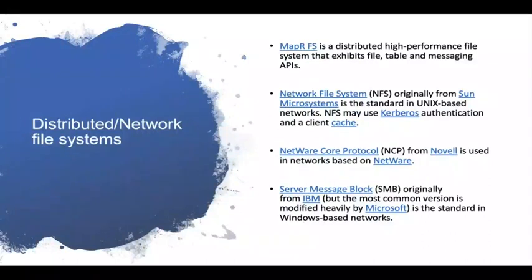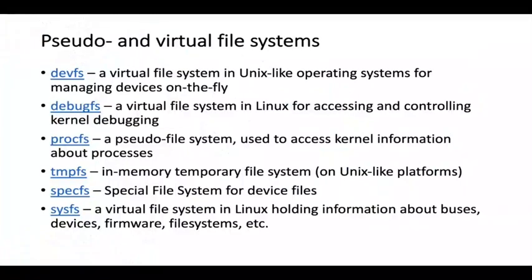Then there are distributed network file systems. For example, MapRFS is a distributed high-performance file system that exhibits file, table, and messaging APIs. Network File System, originally from Sun Microsystems, which was acquired by Oracle a couple of years ago, is the standard for Unix-based systems. NFS may use Kerberos authentication or a client cache. NetWare Core Protocol is a Novell-based network, server-based protocol. They are different.